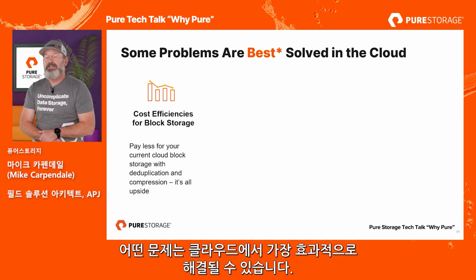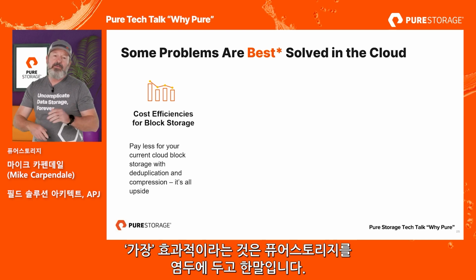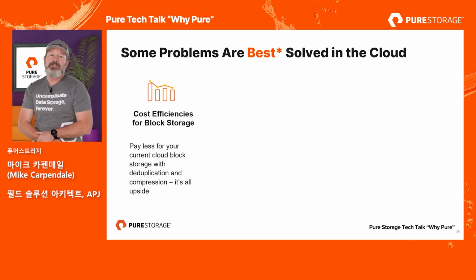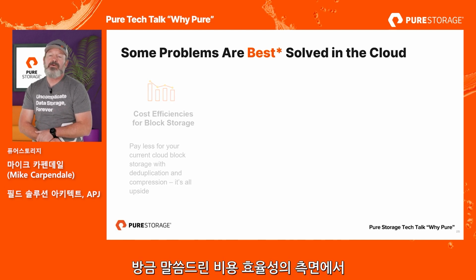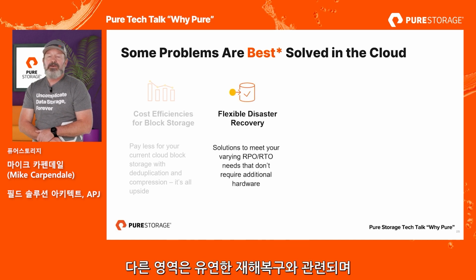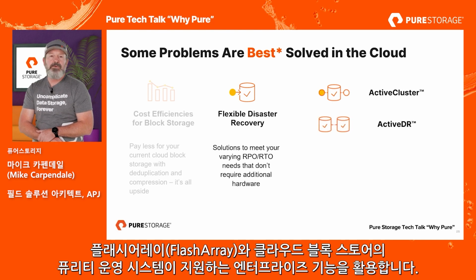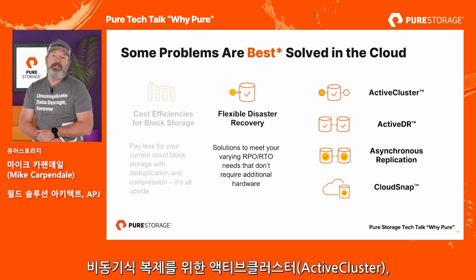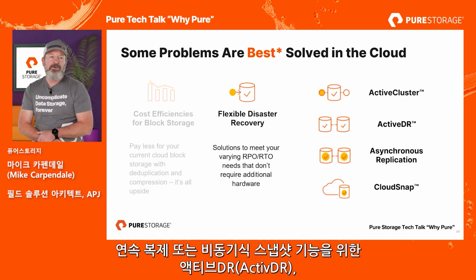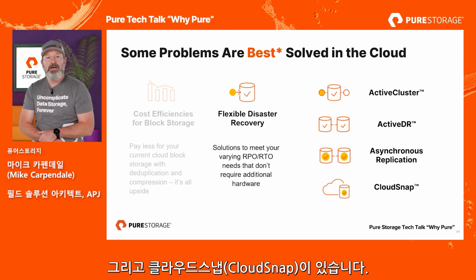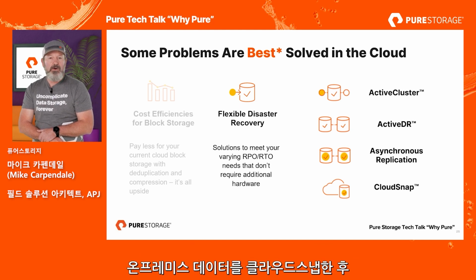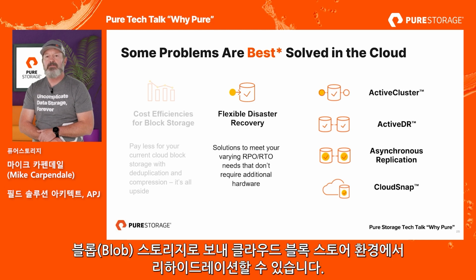So some problems are best solved in the cloud, and I say best with Orange and Pure Storage in mind. From that cost efficiency perspective that I've just walked you through, I think we solved that really well. The other areas are around flexible disaster recovery and leveraging the enterprise capabilities of the Purity operating system inside the flash array and inside Cloud Block Store, whether that be Active Cluster for synchronous replication, Active DR for continuous replication, or the asynchronous snapshot capabilities, and then also Cloud Snap, so that you could potentially take your on-premise data, Cloud Snap it, and have it sitting in blob storage, ready to rehydrate in a Cloud Block Store environment.